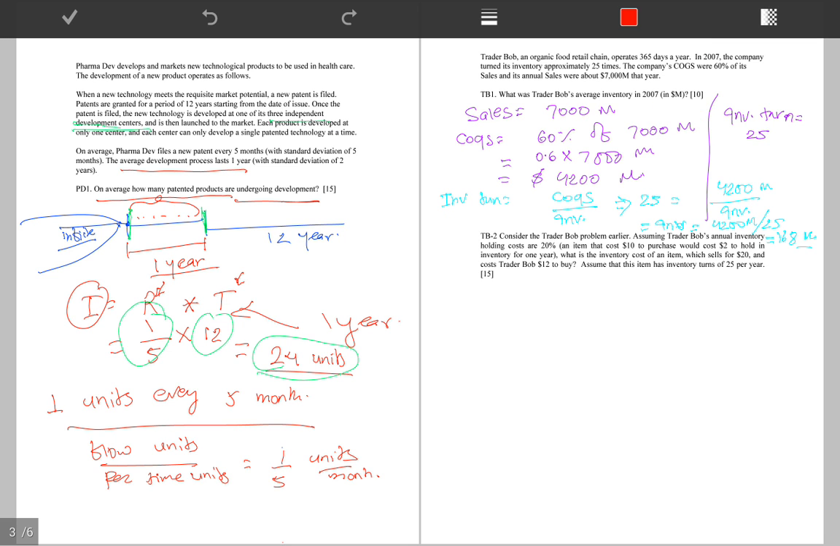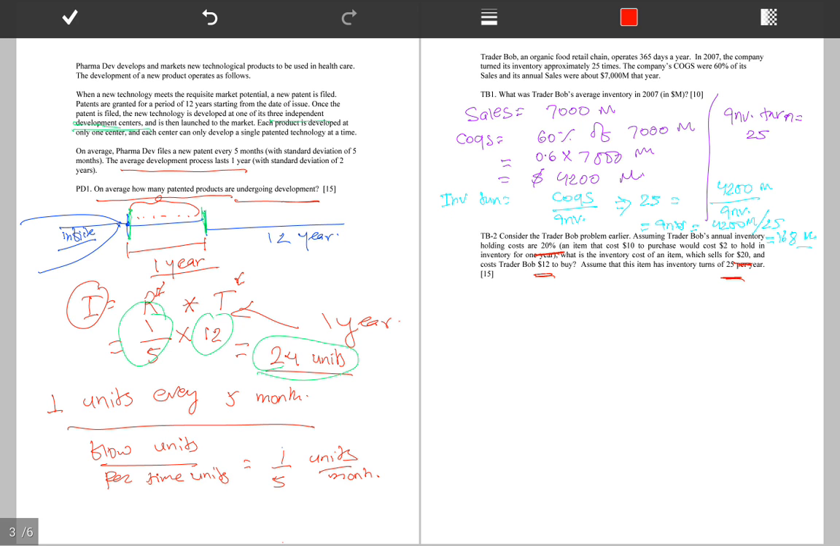All right. Next question says, Trevor Bob sells this item for $20, but his COGS is $12, and his holding cost is 20%, and he has an inventory turn of 25 units. What's the inventory cost per unit per year?